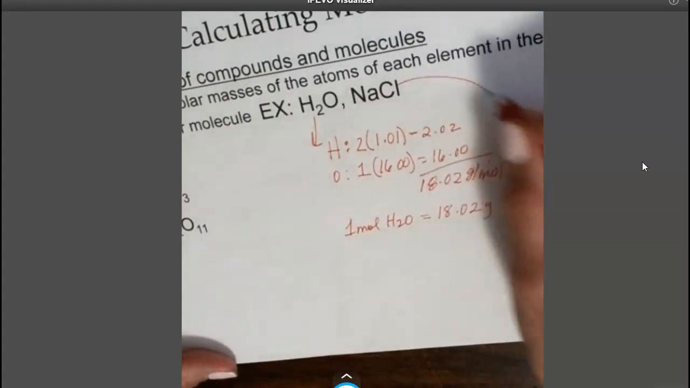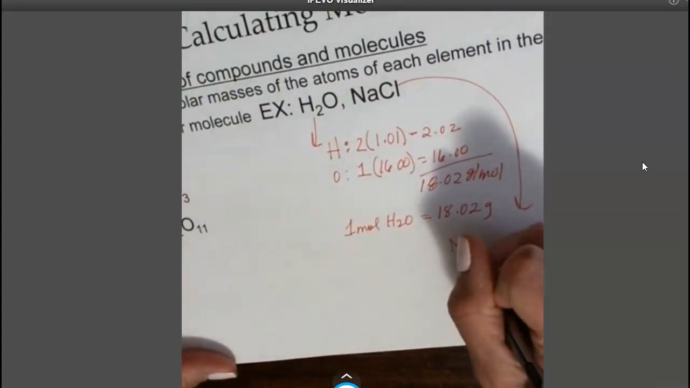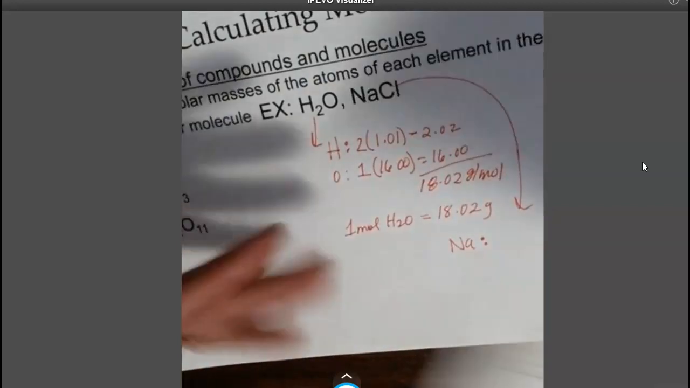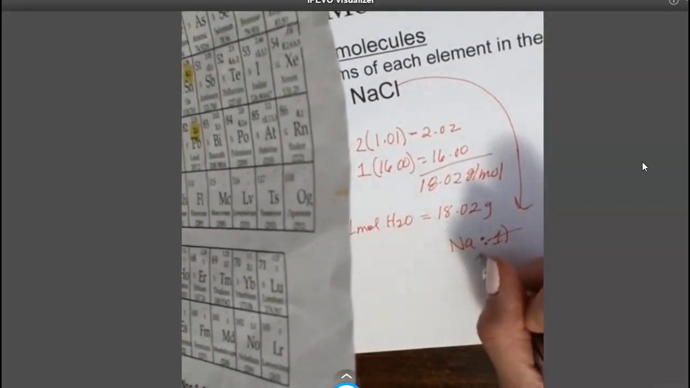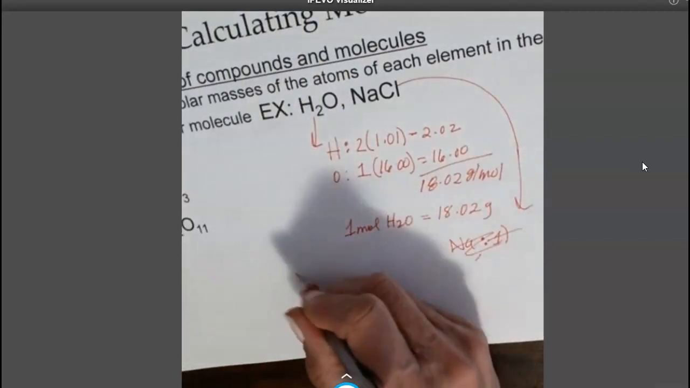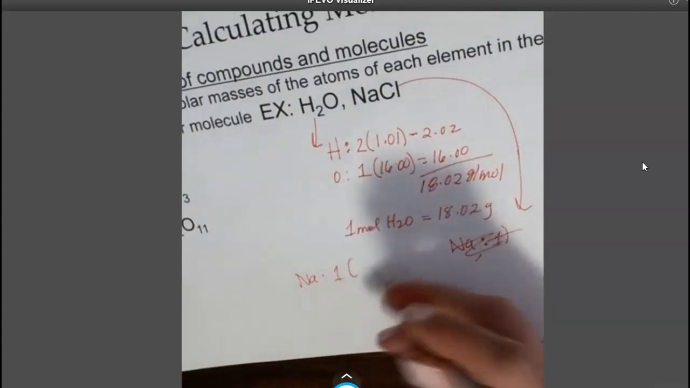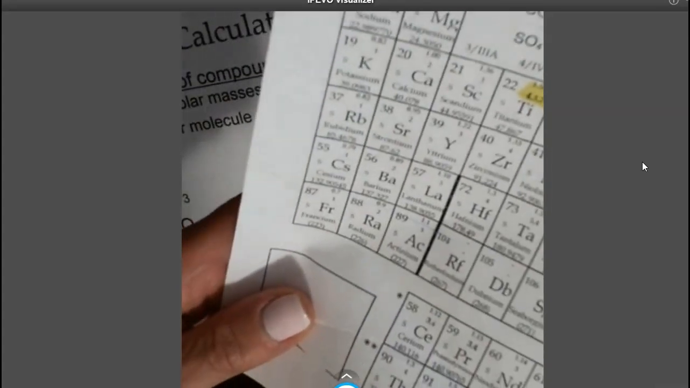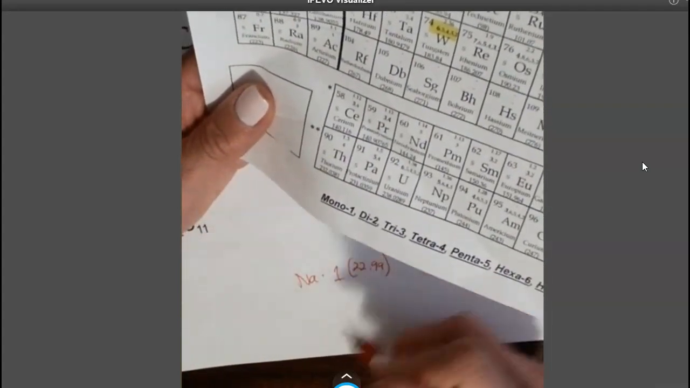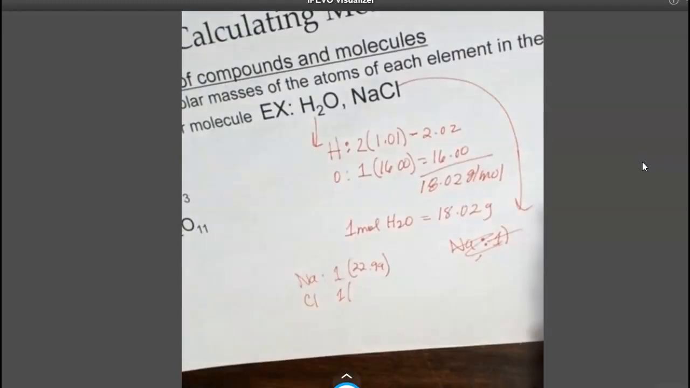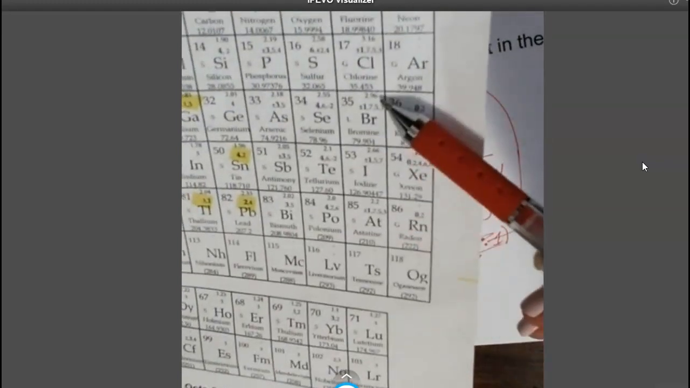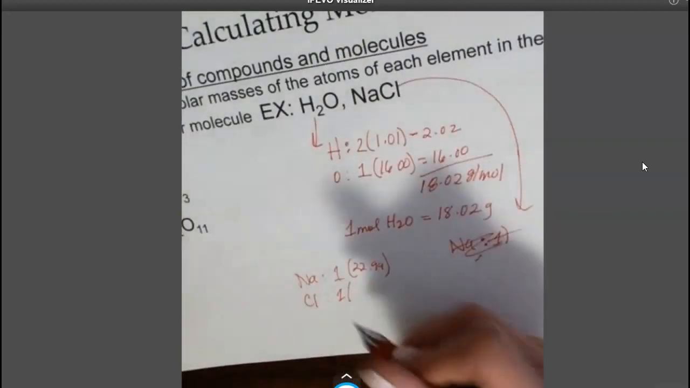If I was to do sodium chloride down here, I've got sodium. I only have one sodium atom. Whoa, let's start over. Let's go sodium. I have one sodium atom. Look on my periodic table. Sodium right here. See if you can see it. 22.99. There we go. 22.99. I've got one chlorine atom, and I've got to find chlorine on my periodic table. 35.45.